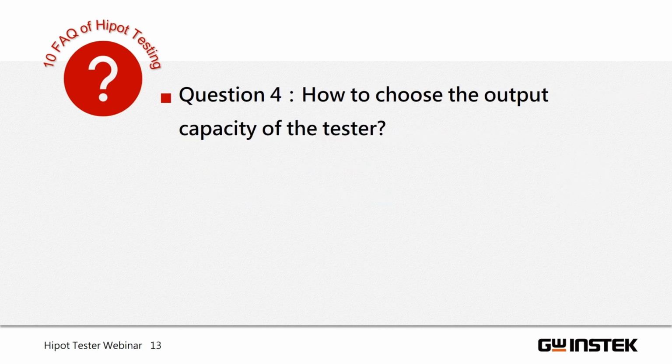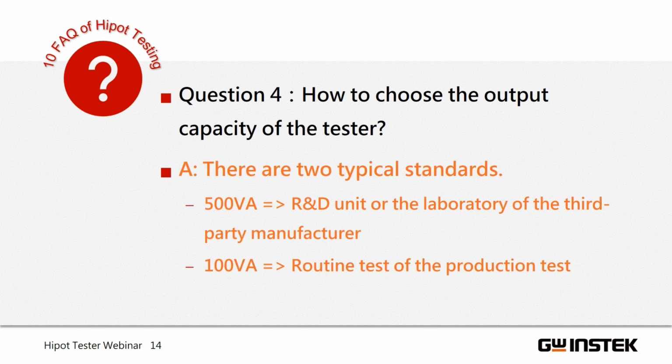Question 4. How to choose the output capacity of the tester? There are two typical standards: 500 VA and 100 VA. For 500 VA capacity, it is usually required in R&D units or the laboratory of a third-party manufacturer. To conduct destructive testing, the engineer usually needs a capacity of at least 200 VA. For 100 VA capacity, it is commonly used in the routine test of production testing.